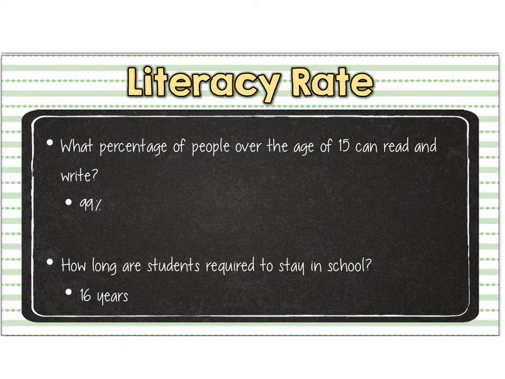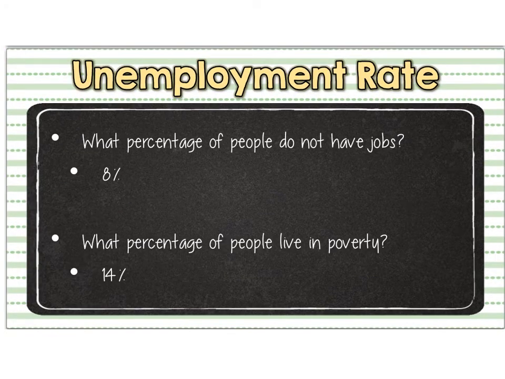In your chart under literacy rate, you're going to write 99%. This is people over the age of 15 that can read and write. Students are required to stay in school for 16 years. Okay, in your chart where it says unemployment rate, you're going to write 8%. That's the percentage of people who do not have jobs. 14% is the number of people who live in poverty.